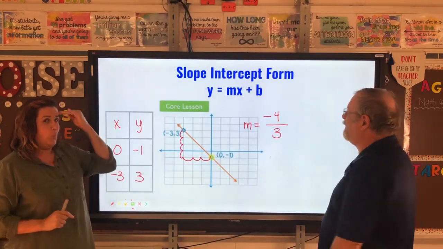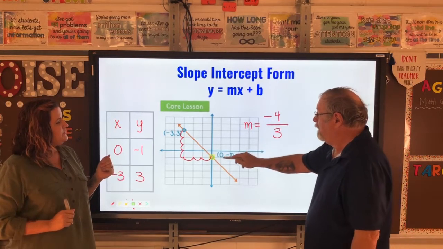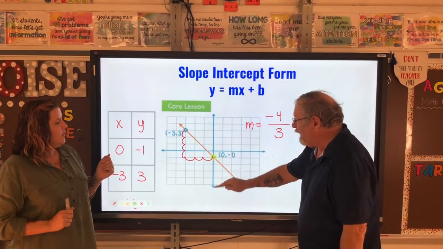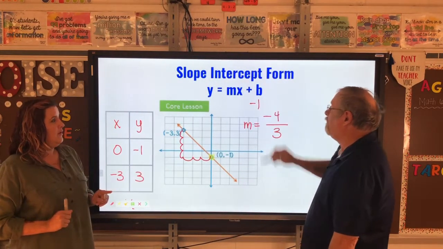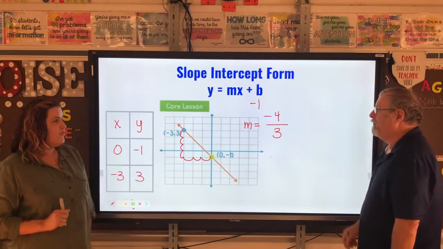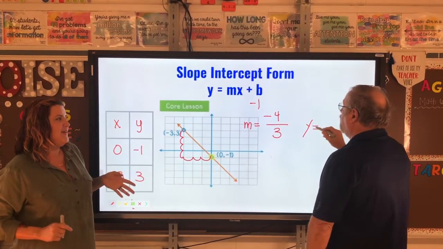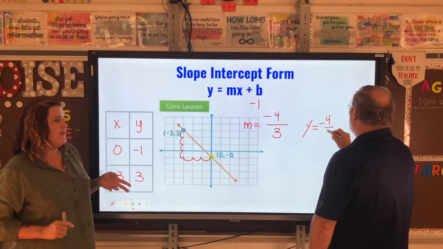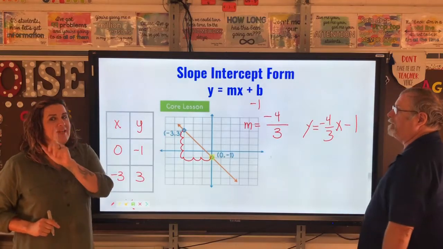One of these days I'll get this right the first time. And then obviously the b, well, it crosses the y-axis at -1. So this is going to be a -1. So, Mr. Lamb, do you want to write the formula for us? Now that we have the slope and the y-intercept, y equals -4/3 x minus 1.